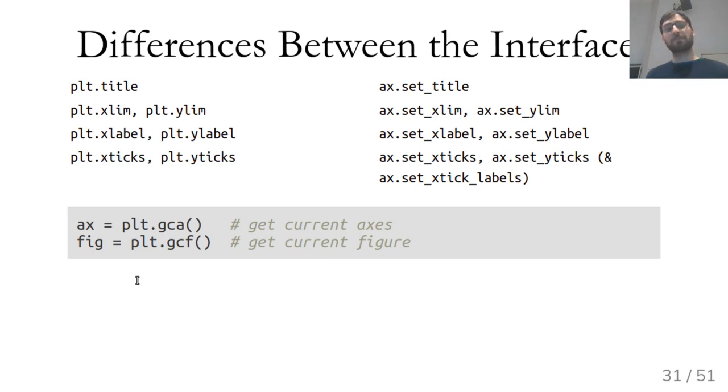Oh yeah, and if you wrote something, but then in the end you figure out, oh, I want to change something on an axis I created earlier, you can always get the global state objects with plt.gca to get the current axis, or plt.gcf to get the current figure. This will give you the objects that are the current objects. And so that's also often useful.